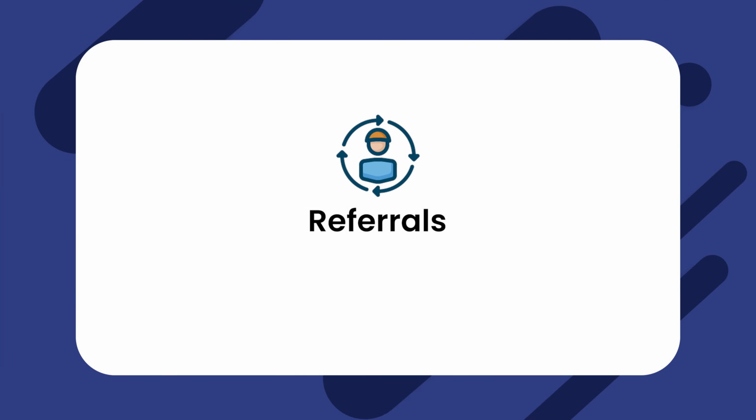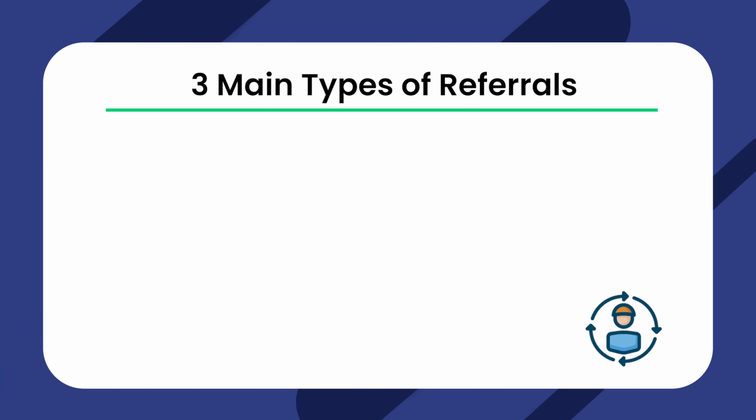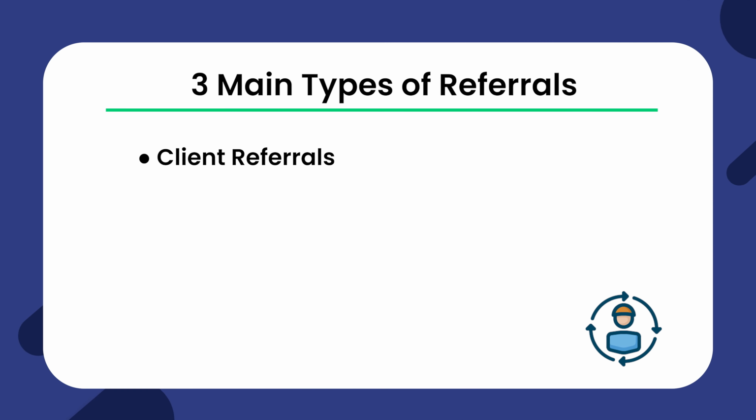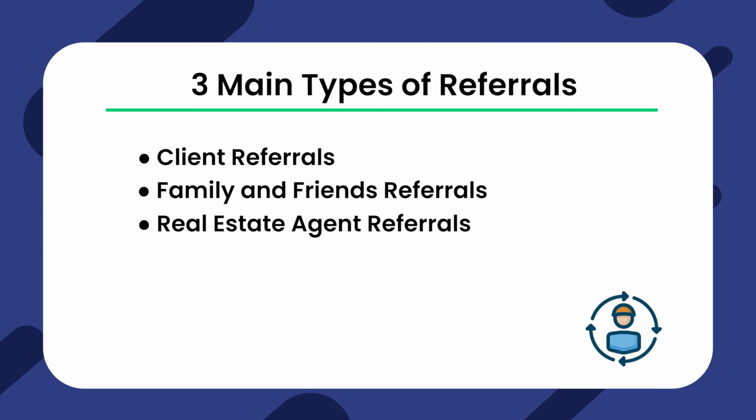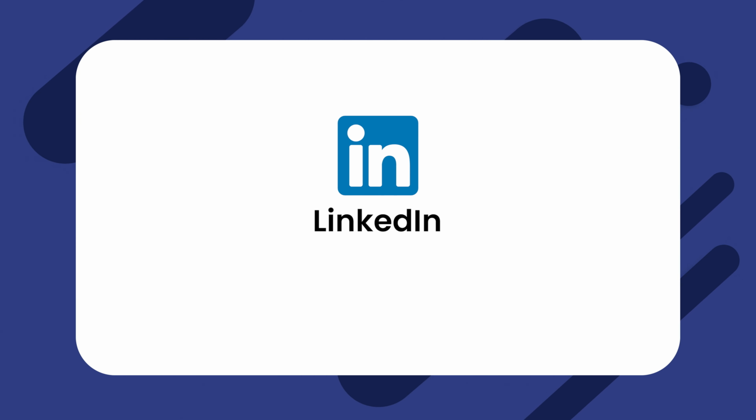Number 2, we have referrals. This can potentially be a big source of leads, and it doesn't just refer to one singular source. There are 3 main types of referrals you can collect: client referrals, family and friends referrals, and real estate agent referrals. Number 3, LinkedIn. LinkedIn is the world's largest professional network.